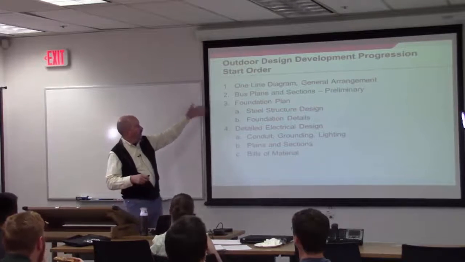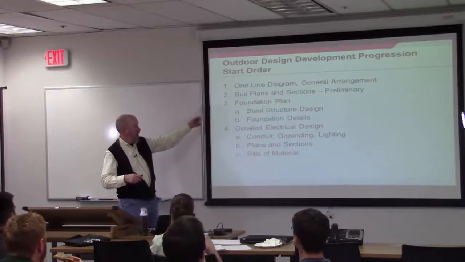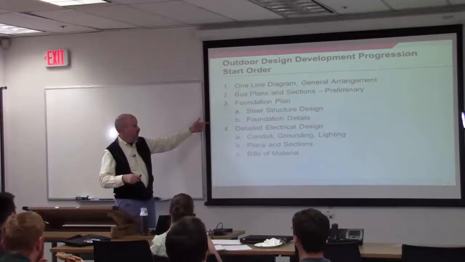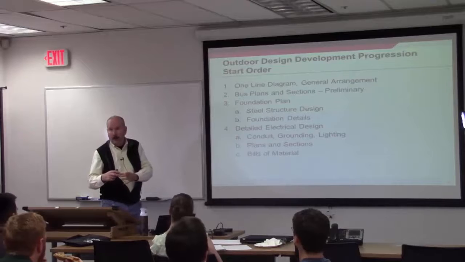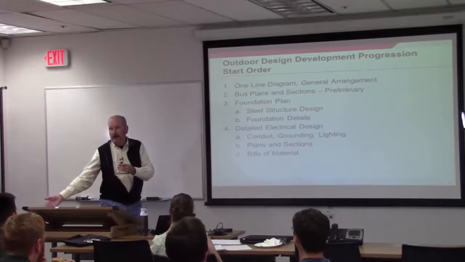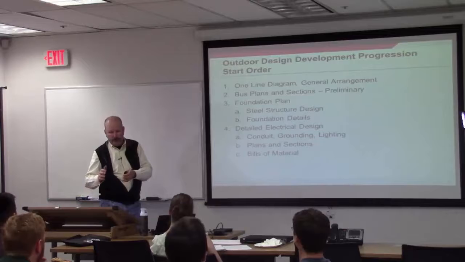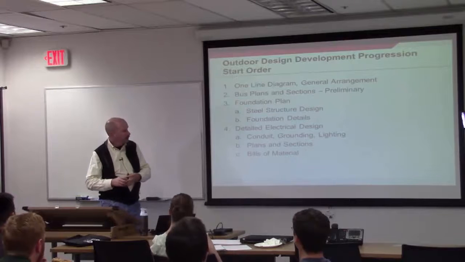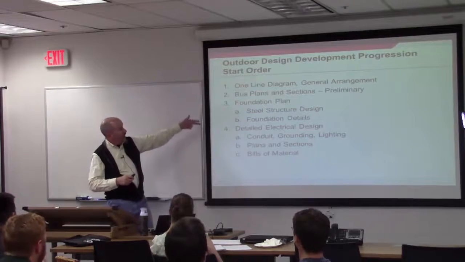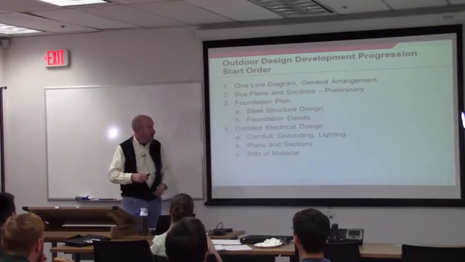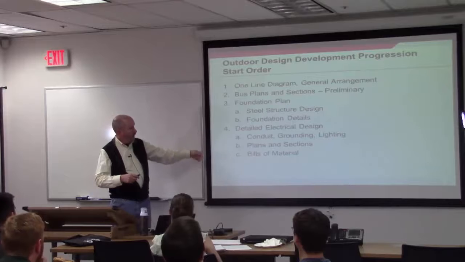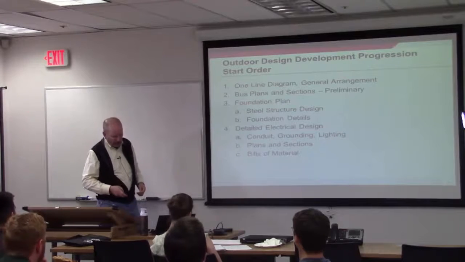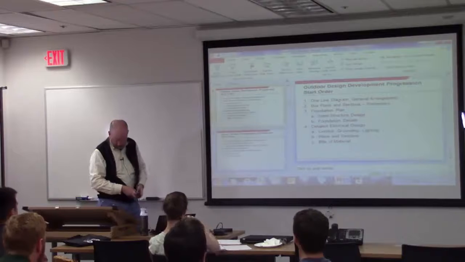So once you've got the foundation design, then the civil engineers can start designing the steel structures and the foundation details, because for every foundation, you're going to put a little box or circle on a drawing. Well, it's got to correspond to something that tells the contractor exactly what to build there. Anyway, once that's off and running, then you can do your detailed electrical design: conduit, grounding, lighting, plans and sections, and bills of material. And I've got an example of this.